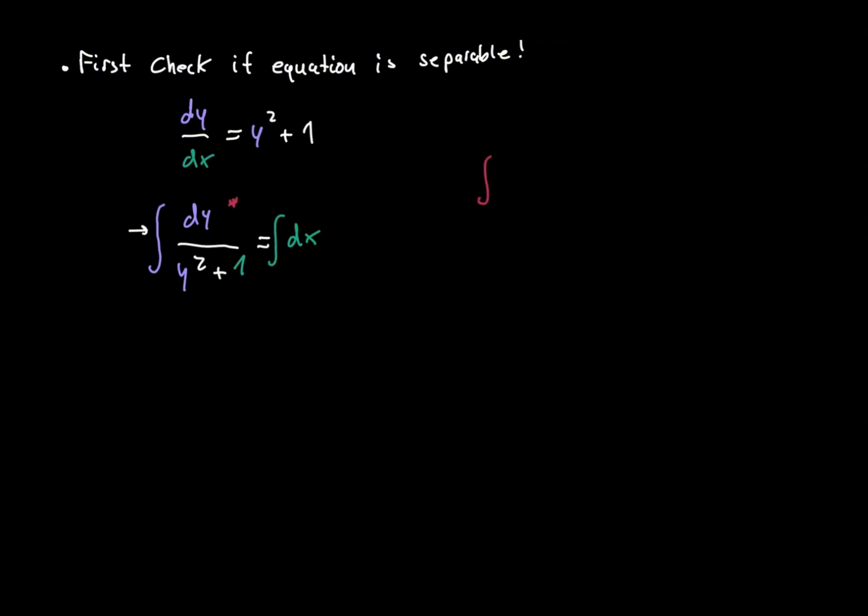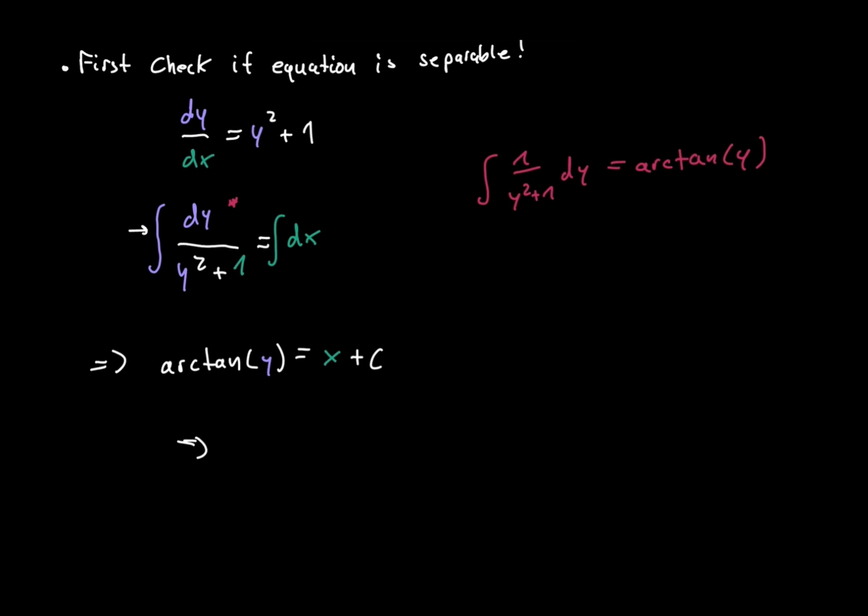The integral of 1 over y squared plus 1 is arctangent of y. The integral of dx is x. So we get arctan of y equals x plus c.